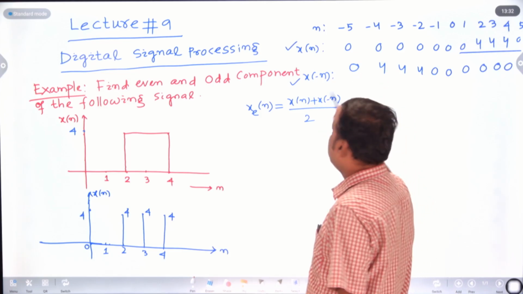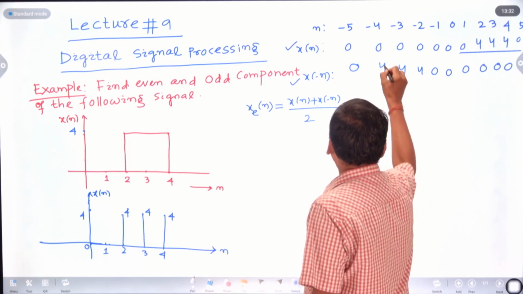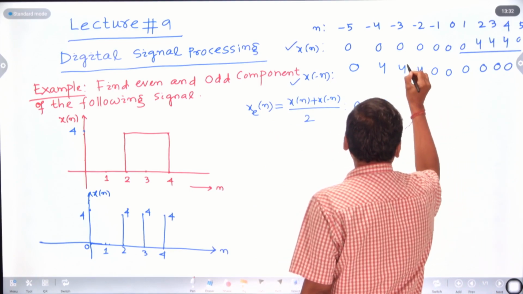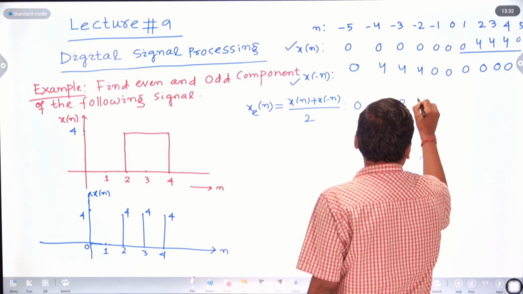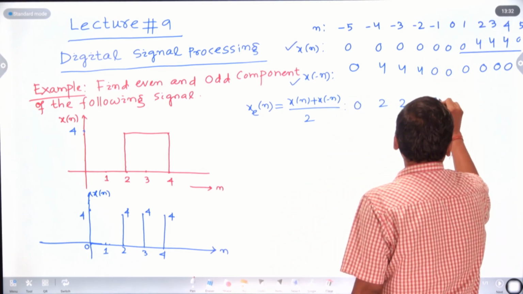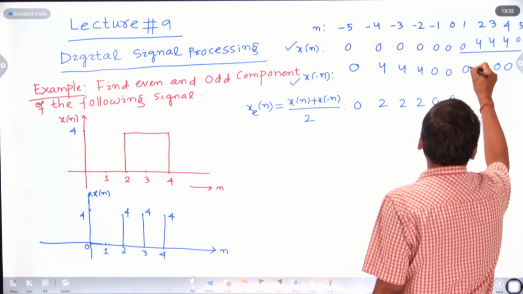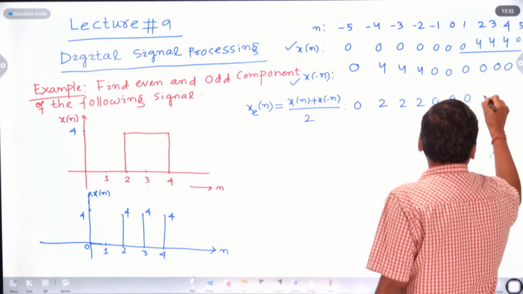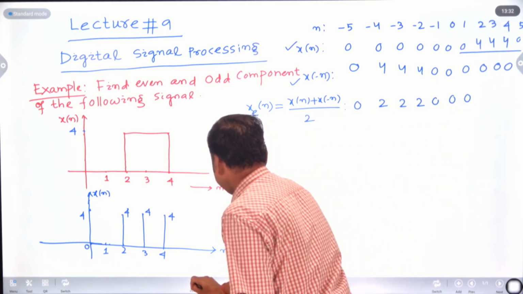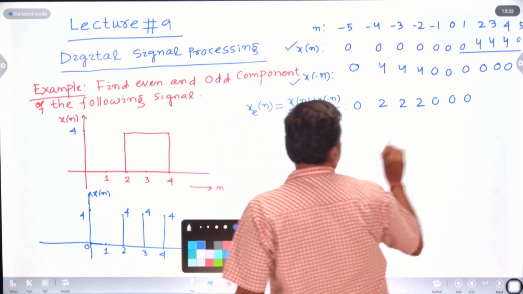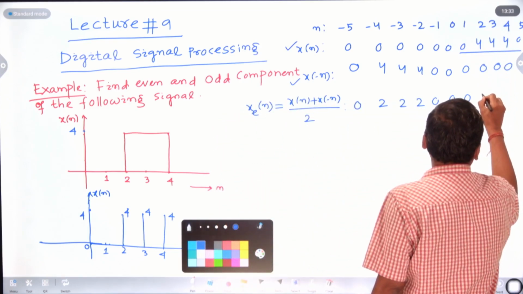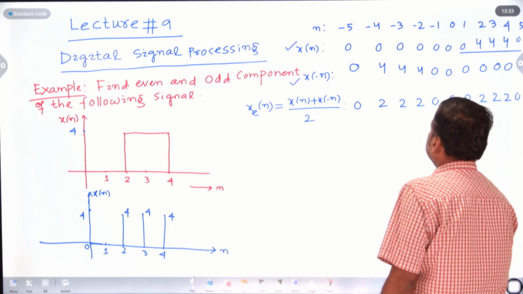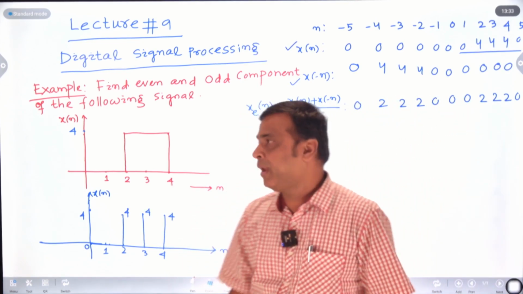This plus this by 2: 0 plus 0 by 2 is 0. 0 plus 4 is 4, 4 by 2 is 2. Similarly 0 plus 4, 4 by 2, 2. 0 plus 4, 4 by 2, 2. 0 plus 0 by 2 is 0. Here also 0. 4 plus 0 is 4, 4 by 2 is 2. Similarly 4 plus 0 by 2 is 2. Here also 2, here also 0.